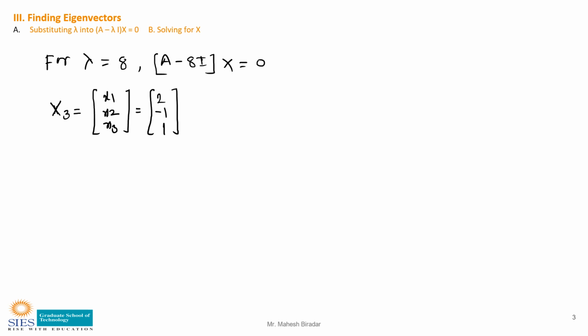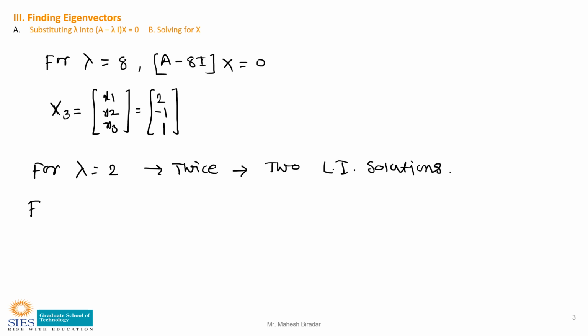So in this way, here lambda is equal to 2, which is repeated 2 times, and we got two linearly independent solutions. All of you note down, this is very important. And for lambda is equal to 8, which is non-repeated, by Cramer's rule we can find one vector associated with this. Okay, I hope this example is clear.